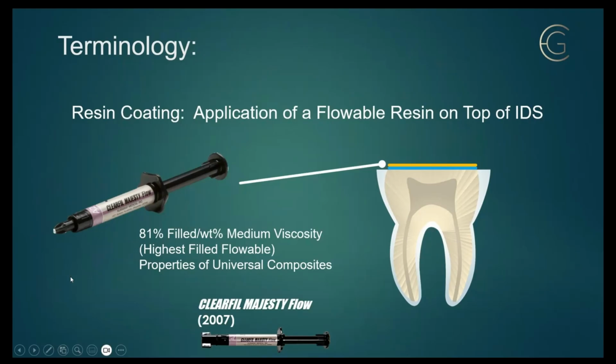I choose Clearfil Majesty Flow, which has been around since 2007. Man, am I getting old. But I really like it because I like the fill weight. It's 81% filled by weight, the highest filled by weight flowable composite you can use, and I've had 0 issues with it. But if you're in love with another flowable, it will work on top of Octobond FL, any of the products I showed you before.